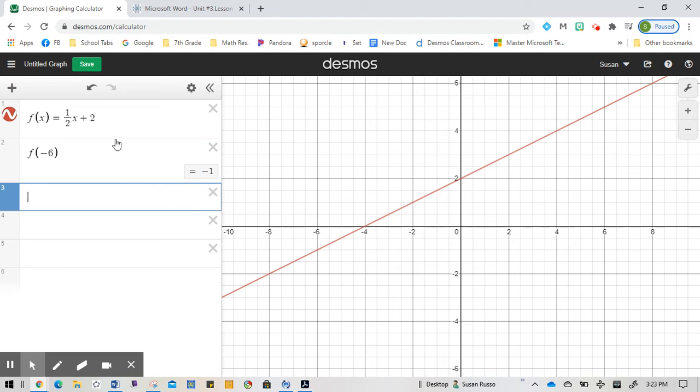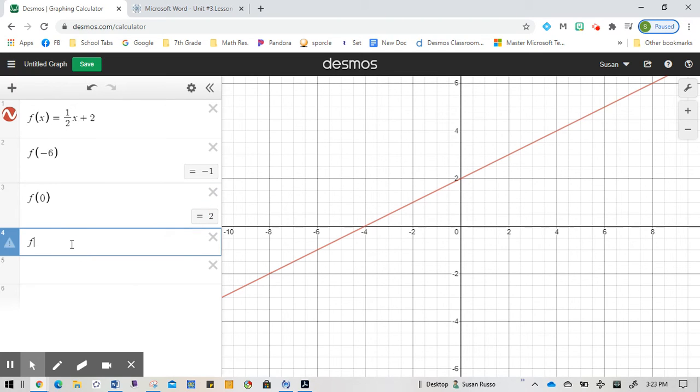Now, we could have done that in our heads. That's not a hard question, but no matter how difficult the function or how difficult the value we're looking at, Desmos will do that for us, and we don't have to worry about the arithmetic. F of 0 is 2. F of 8 is 6. So it gives us those values.